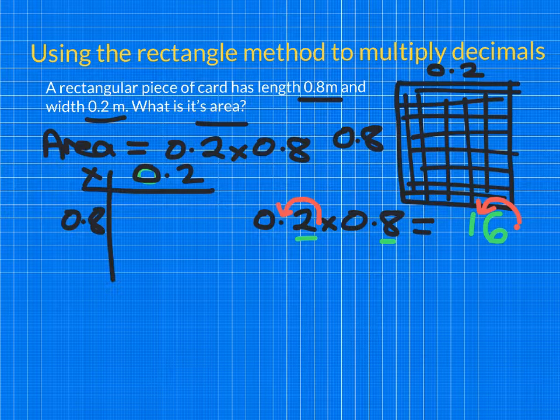And also in the second number, we didn't have 8. The decimal point wasn't there. It was one place back. So therefore, in the answer, we're going to have to move the decimal point another place back to put our decimal point here in our final answer. So the answer will be 0.16.